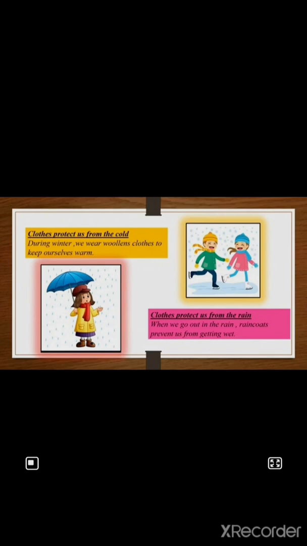Clothes protect us from cold. Okay, children? During winter, we wear woolen clothes to keep ourselves warm. You can see in the picture, we always wear woolen clothes to keep ourselves warm. And in a rainy season or monsoon, when we go out in the rain, a raincoat prevents us from getting wet. We also use an umbrella and gumboots, right children?